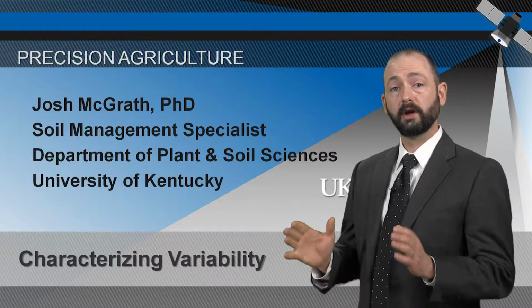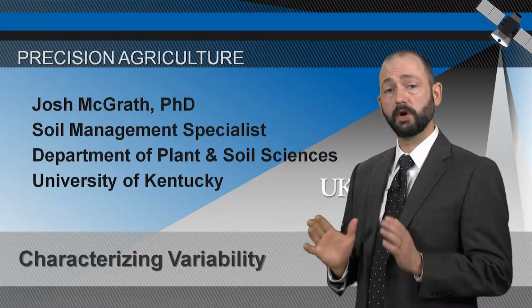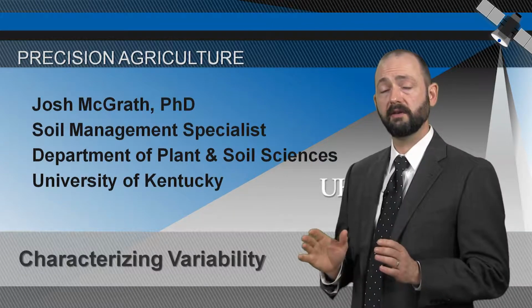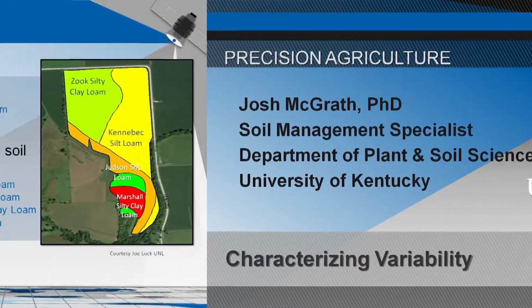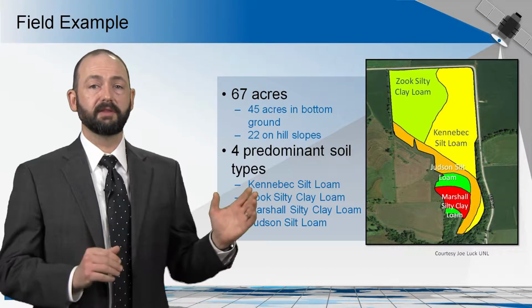In this segment, we're going to talk about characterizing variability. Does frequency and location of those samples make a difference in prescription development? In this example, we'll talk about a field that's located in Kentucky.